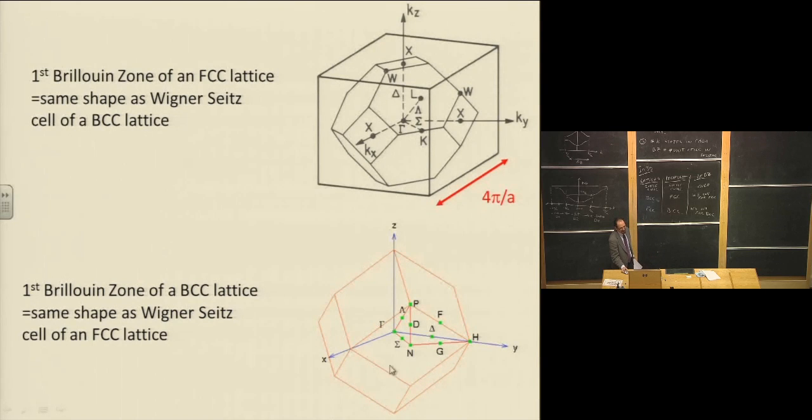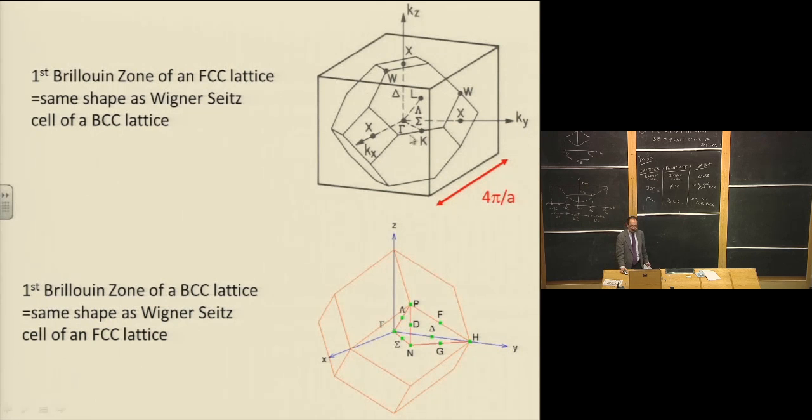This one's a truncated octahedron. This one's the truncated dodecahedron. This one has 12 sides. This one has 14 sides. All right, whatever. These are the shapes of the Brillouin zone. So in this case, the FCC lattice has a reciprocal lattice, which is BCC, and this is the Wigner-Seitz cell of the BCC lattice, and this is the Wigner-Seitz cell of the FCC lattice, which is also the first Brillouin zone of the BCC lattice.